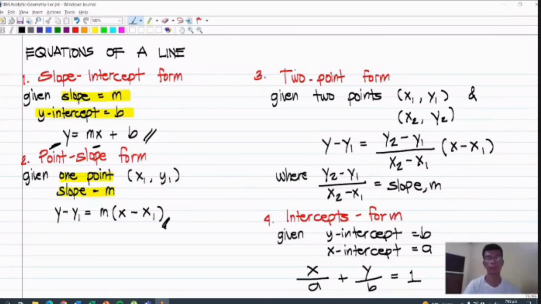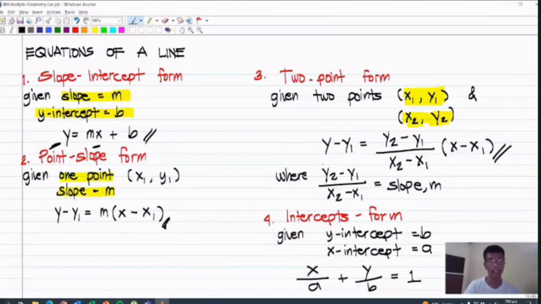Ito naman sa number 3, two-point form, meaning there are two points given. Yung x sub 1, y sub 1 para kay point number 1, x sub 2, y sub 2 para kay point number 2. And dapat kabisado natin yung form na to. Y minus y sub 1 is equal to y sub 2 minus y sub 1 over x sub 2 minus x sub 1 times the quantity x minus x sub 1.